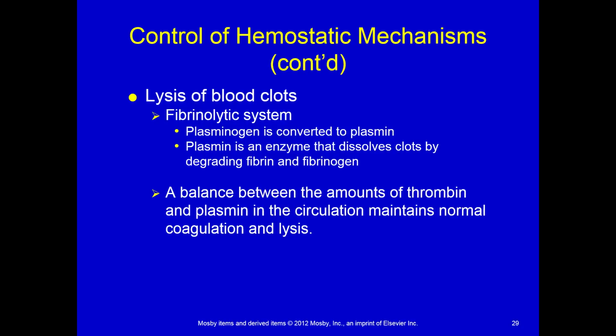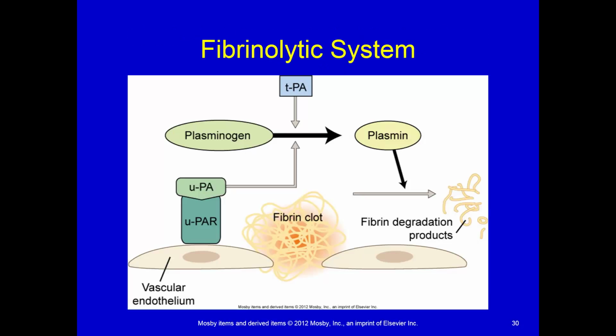Thrombin is needed in the formation of a clot. Plasmin is important in the breakdown and the dissolution of a clot. And it's this balance between these two in the circulation that maintains our and our patients' normal coagulation and lysis. Okay. And this is just a really good picture of what I just said. You have plasminogen, which is activated by something called TPA, or tissue plasminogen activator, which activates the plasmin, which starts to actually degrade that fibrin clot. Okay?